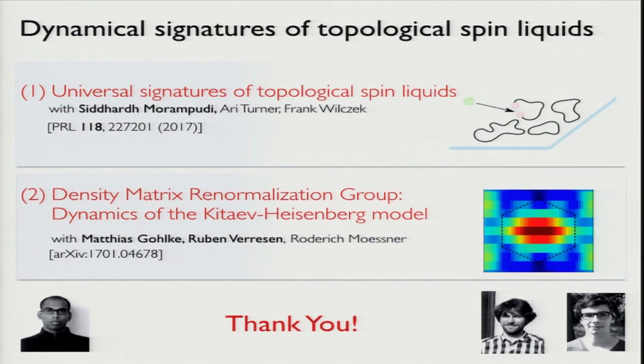So let me then conclude. First of all, I discussed some universal features that we would expect to find in gapped topological spin liquids, namely where we get some scaling of the spectral weight that depends on the exchange statistics of the anionic excitations. And the second part, I wanted to introduce the DMRG method to get the dynamics for two-dimensional quantum spin systems.